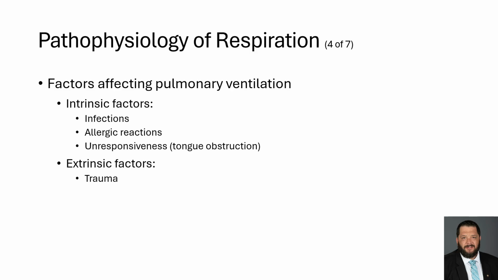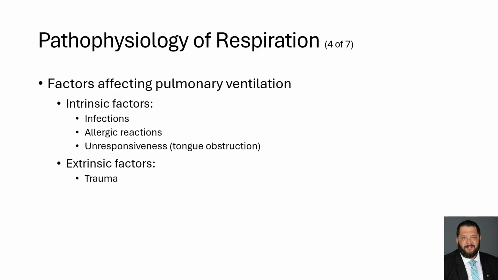Other factors that can affect pulmonary ventilation, we can have things like intrinsic factors. And when we see this word intrinsic, we're talking about things that occur inside the body. So there are various intrinsic factors that can prevent either perfusion, the circulatory system, the blood flow movement, or ventilation, or respiration, gas exchange. These can include things like infections, allergic reactions, or unresponsiveness.